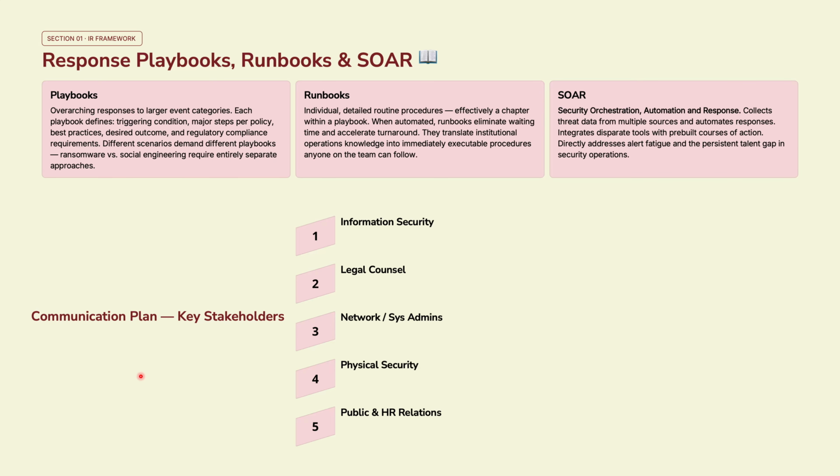Now, here we talk about the communication plan and key stakeholders. Every incident response framework contains a communication plan and stakeholders. Basically, in any effective incident response framework, the communication plan ensures that a technical crisis does not escalate into organizational collapse by synchronizing 5 key stakeholder groups, starting with the information security team. They act as the technical lead, providing the ground truth needed to drive the investigation, while the legal counsel manages the compliance and regulation, and protects the organization from liability.